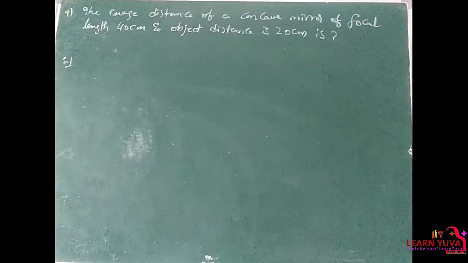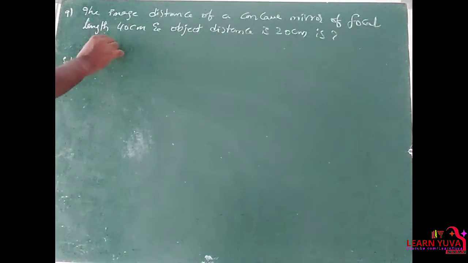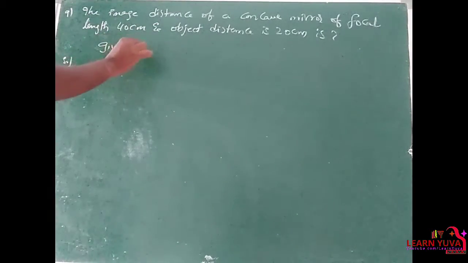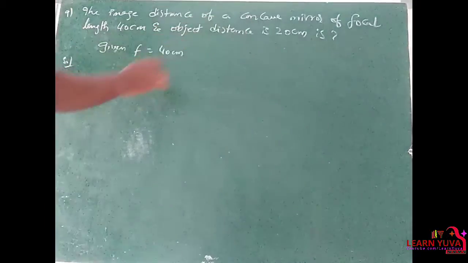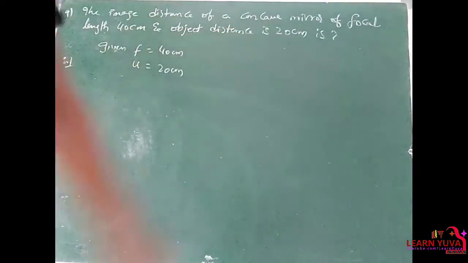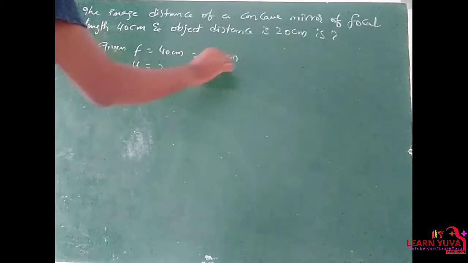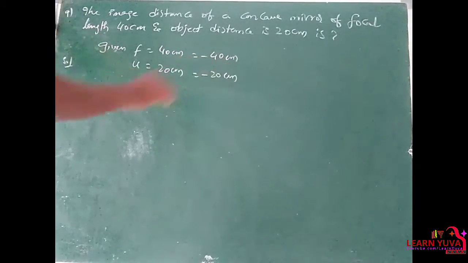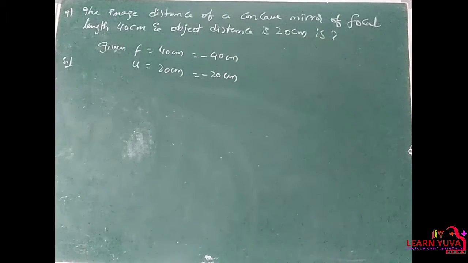The image distance of a concave mirror of focal length... So given f is equal to 40 centimeters and object distance u is equal to 20 centimeters. Since it is a concave mirror, f and u values are negative, so minus 40 centimeters, minus 20 centimeters. Because in a concave mirror, f and u and real image v are negative values.